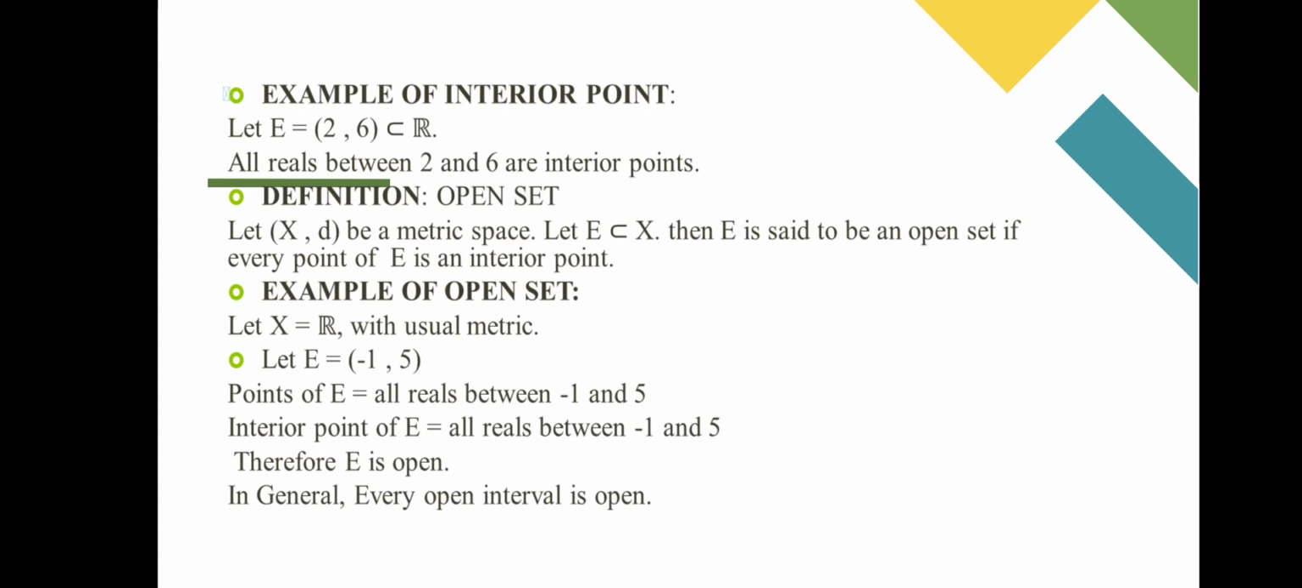Example of open set. Let X equal to R with the usual metric. Let E equal to the open interval minus 1 comma 5. Points of E are all reals between minus 1 and 5. Interior points of E are all reals between minus 1 and 5. Therefore, E is open. In general, every open interval is open.